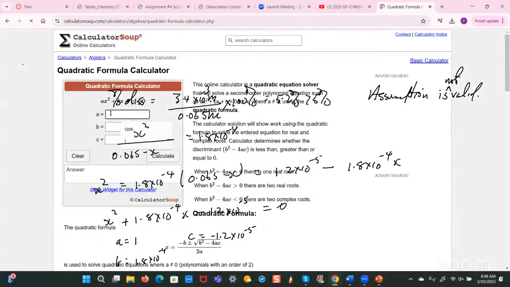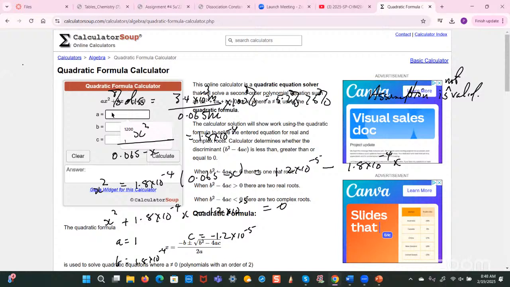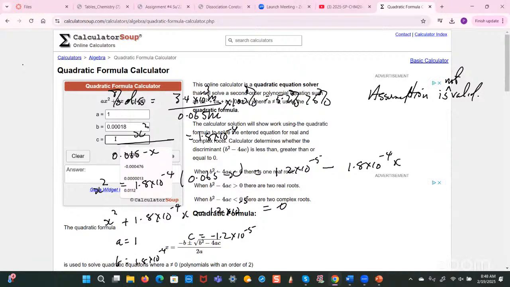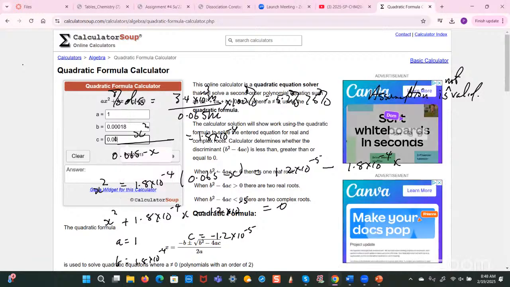Okay, so the A value. Unfortunately, I can't write it in scientific notation here, at least I don't know how to, maybe there's a way. But A is equal to 1, right? Now B is equal to what? 1.8 times 10 to the minus 4. So that is the same thing as 0.000 and then 1.8. And in the case of C, that would be minus 1.2 times 10 to the minus 5, so that would be 0.000012.